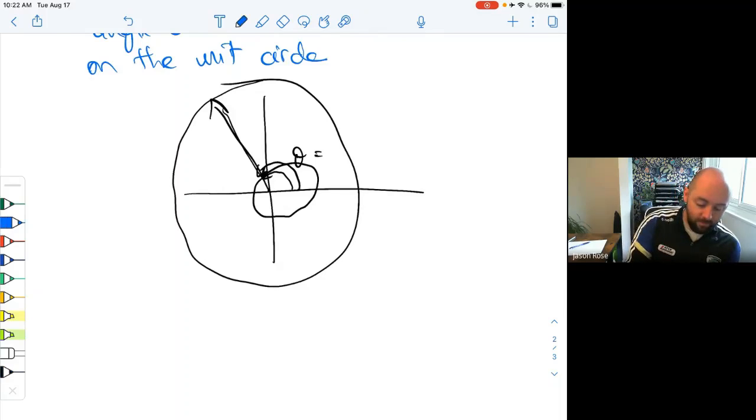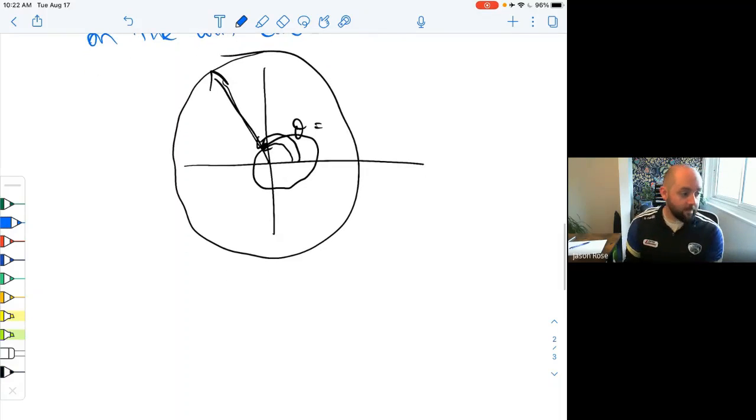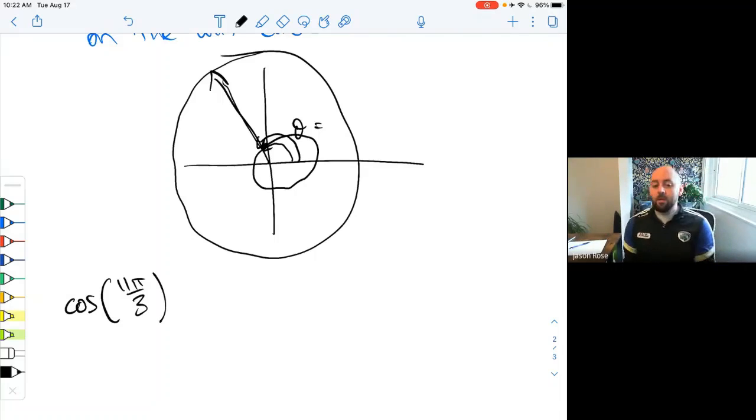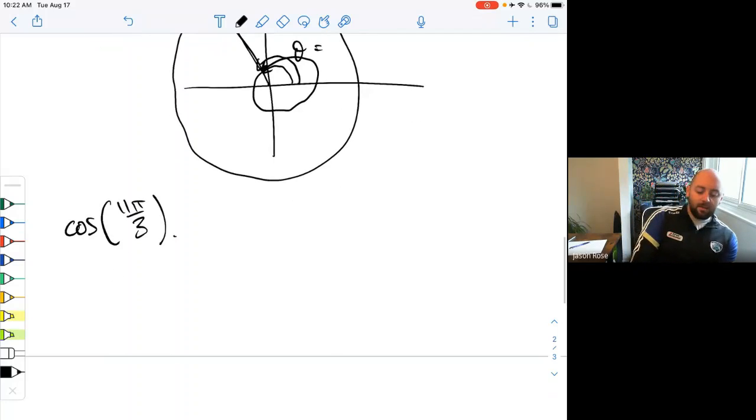So it doesn't change the position on the unit circle, and it doesn't change the value of cosine or sine in that way. So back to what we were looking at here. The example was cosine of 11 pi over 3. So what do we want to do here? We want to take this aside for a second and say 11 pi over 3 minus 2 pi. That's going to be 11 pi over 3 minus 6 pi over 3, which is 5 pi over 3.